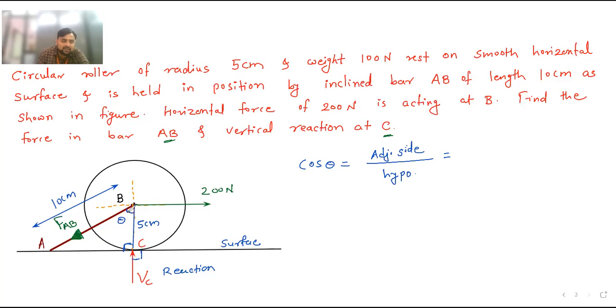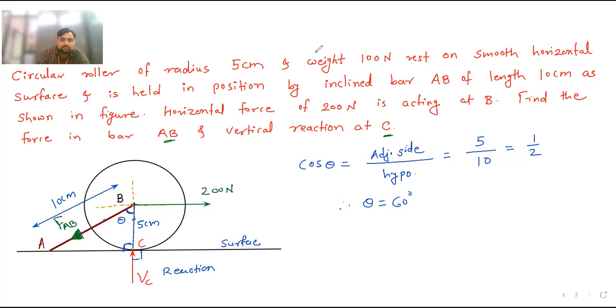Now you can see this angle is theta, so this will become the adjacent side. My adjacent side is 5 centimeter divided by hypotenuse, which is the side opposite to 90 degree. So this will become 5 by 10, which is equal to 1 by 2. Therefore, theta is equal to 60 degree. So this angle is 60 degree.